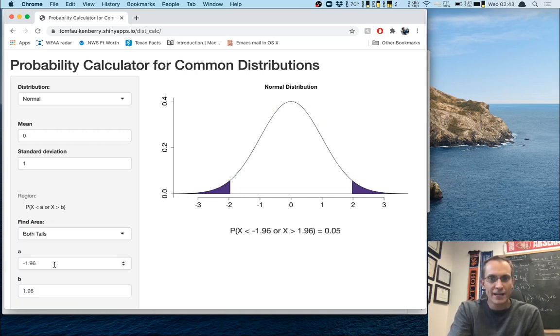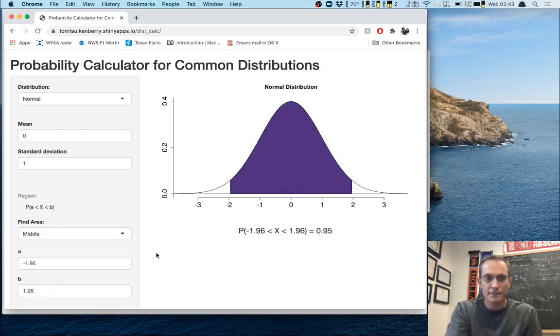If you did both tails, that would give you this tail and this tail for 2 given numbers. And then if I wanted the middle, it would give me the opposite. Okay. So for a given problem, we have to kind of think, what is the picture that I'm trying to solve here? So we'll talk about that. Well, let's look at our problem.